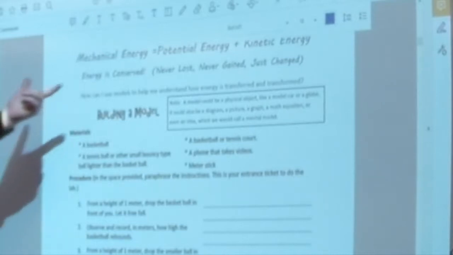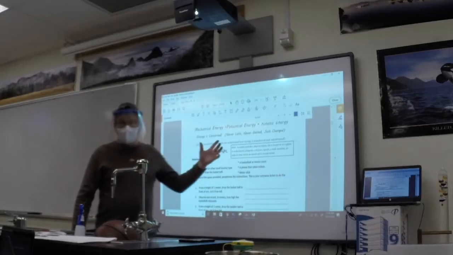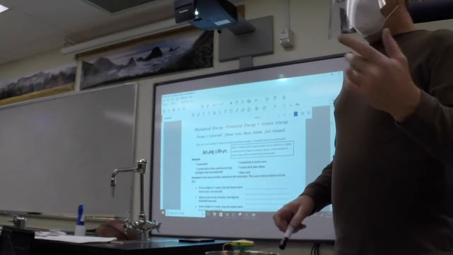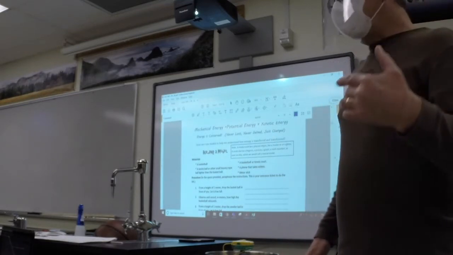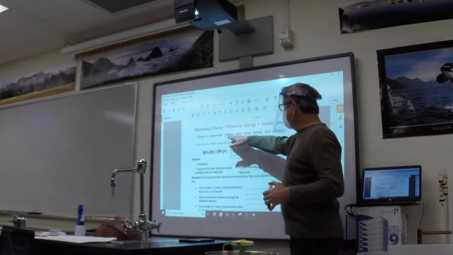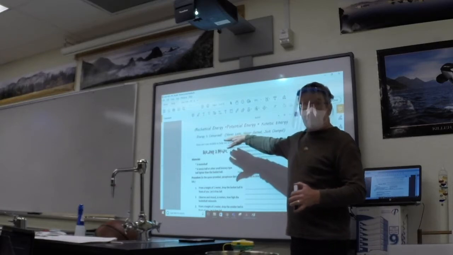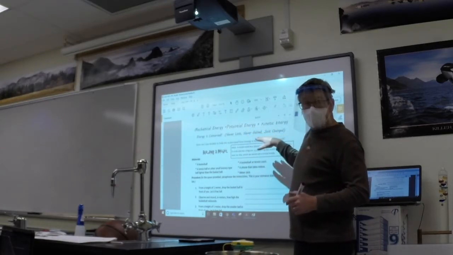Okay, so this is the law of conservation of energy, isn't it? Which most people describe as saying energy cannot be created or destroyed, but it can be converted from one form to another. Is that what this just says in different words, though? Yes. We never lose it, we never gain it, can't be created, can't be destroyed, right? But we can change it.